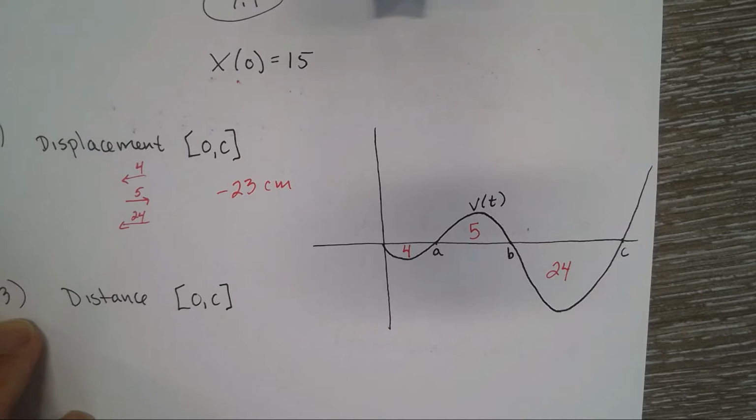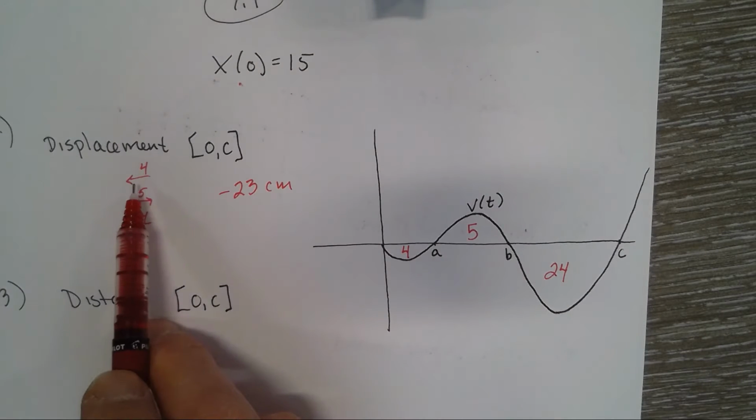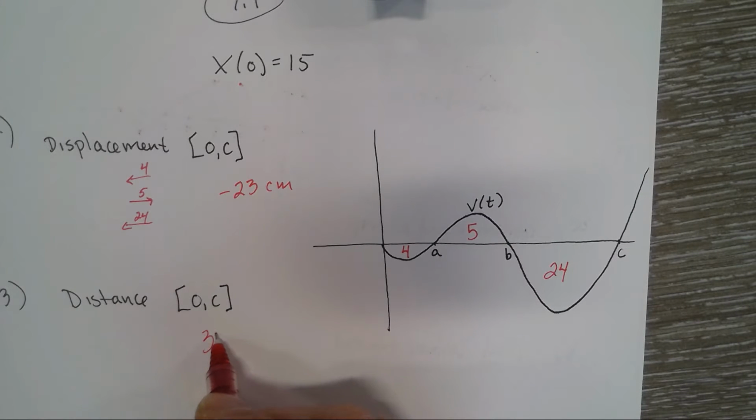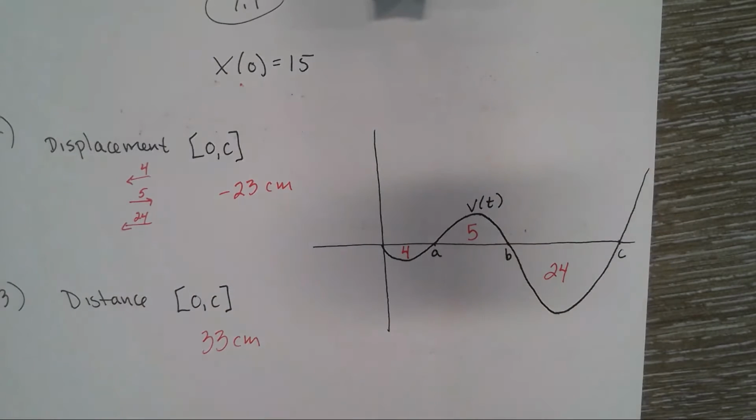The distance, well, we went 4 to the left, 5 to the right, and 24 back, so total we're looking at 33 centimeters is how much the particle traveled.